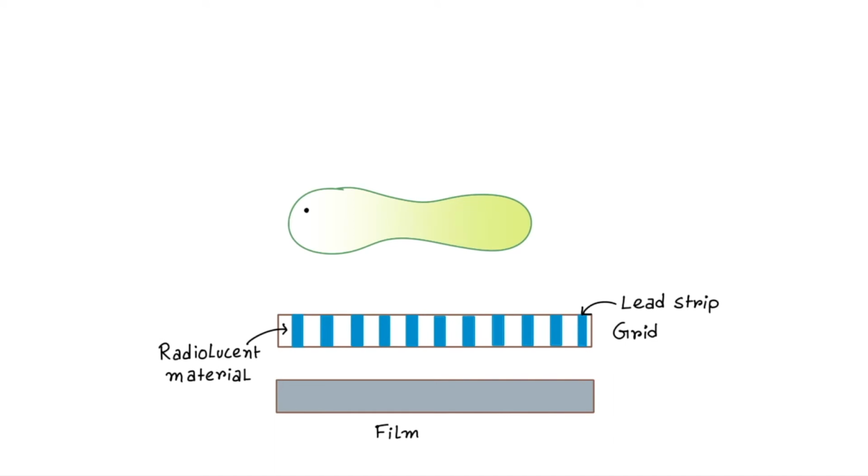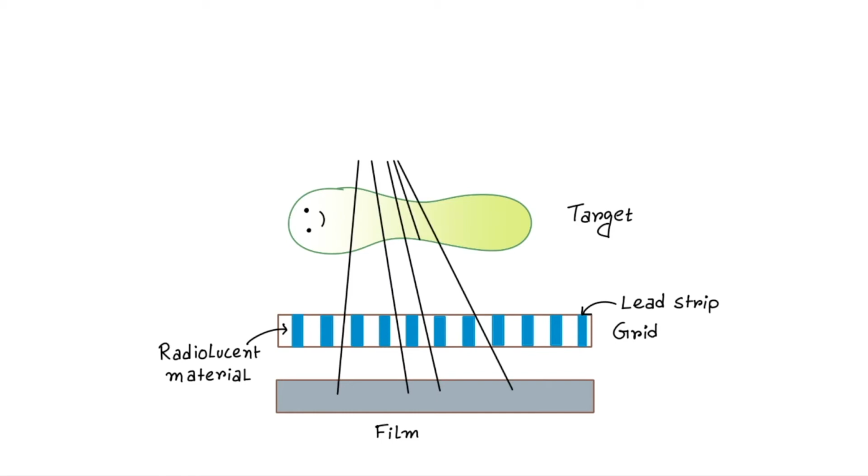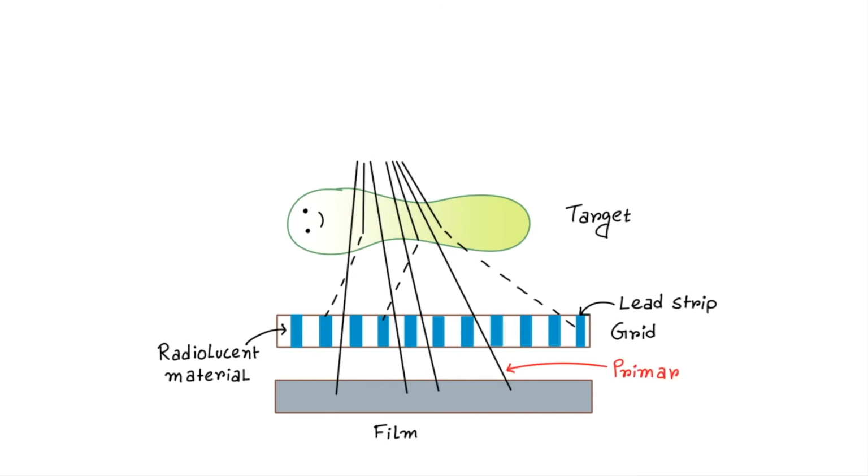Now, after penetrating the target object, primary beams pass through this small gap between the lead strips and fall on the radiographic film. However, the scattered photons move obliquely and strike the lead strips at an angle and get absorbed by them. That's how they remove the scattered radiation and prevent the film fogging. Here, I would like to mention that the grid is used in extraoral radiography.